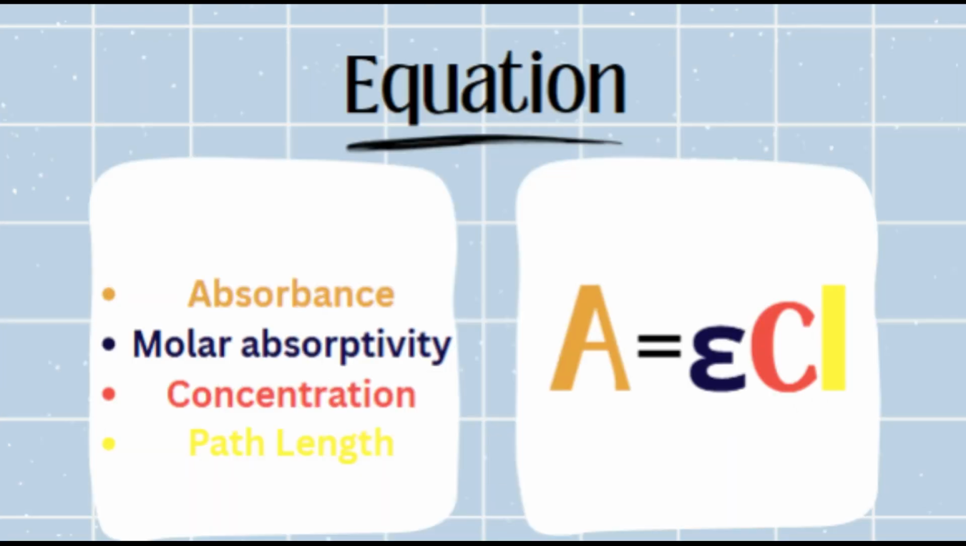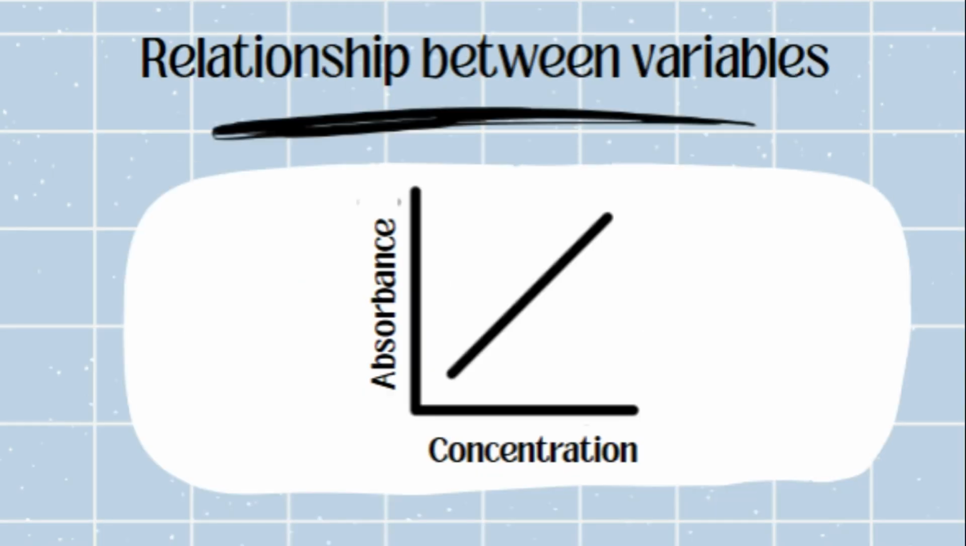Here's the equation. In this equation, A stands for absorbance, which is how much light the solution absorbs. Epsilon is the molar absorptivity, a constant that depends on the substance and the wavelength of light. C is the concentration of the solution in moles over liters, and L is the path length of the cuvette, which is typically 1 centimeter. There's a direct relationship between absorbance and concentration, meaning the higher the concentration, the more light is absorbed.